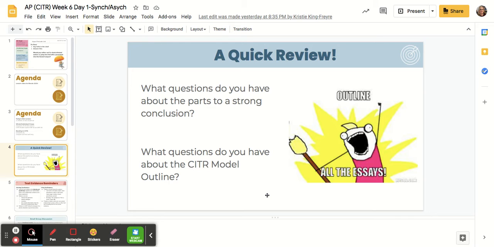A quick review. If you have questions about parts of the strong conclusion, I know it's a little hard for you because you have two asynchronous lessons back to back, and that's a little challenging. Then please email me so we can address those. And then what questions do you have about the Catcher in the Rye model outline? I'd love to address those too, since we won't see each other until Friday.